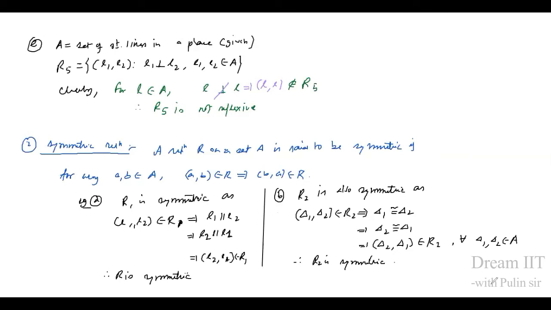Okay, so now we'll be discussing the remaining two. In C, we have talked about the natural numbers and we consider the relation as less than or equal, right? So R3 is not symmetric. R3 is not symmetric, as if you consider (A, B) belongs to R3, that will imply A is less than or equal to B. But it will not imply B is less than or equal to A.